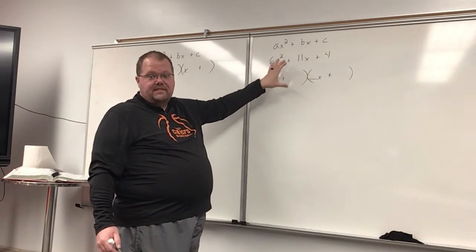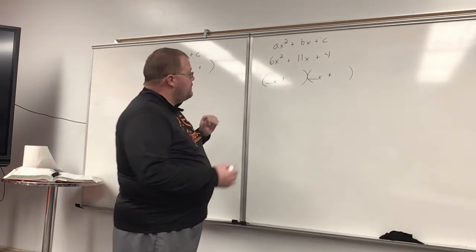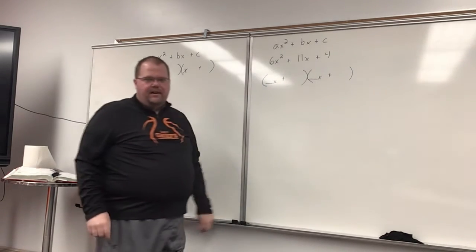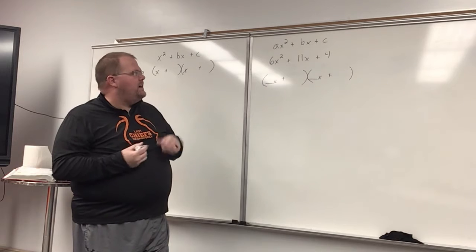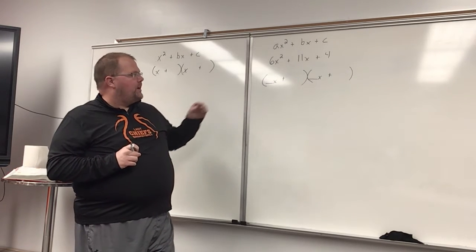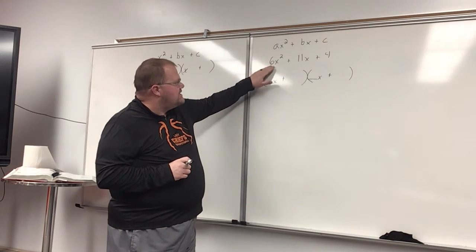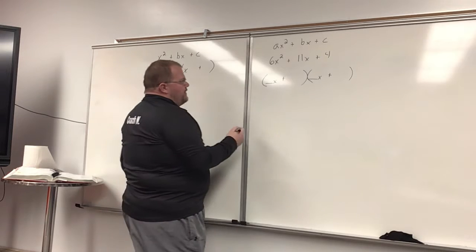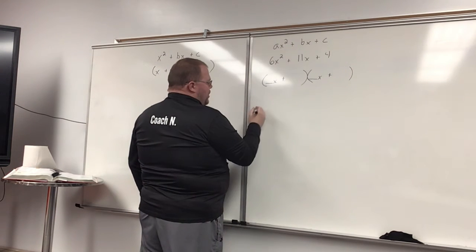This problem works the same way. The challenge becomes this: now we have that 6 in there. So how do we figure that out? Which one is which? We're going to have to figure out all the factors of this and all the factors of that. So what are all the factors of 6 that could possibly go in here?